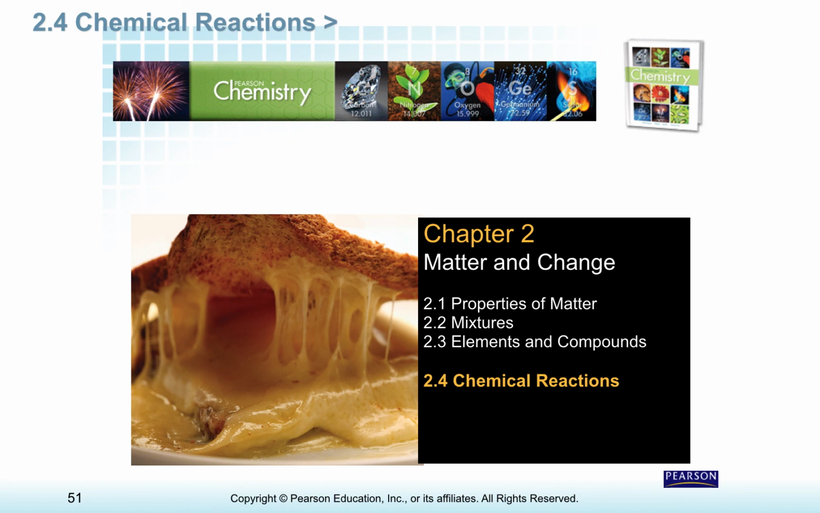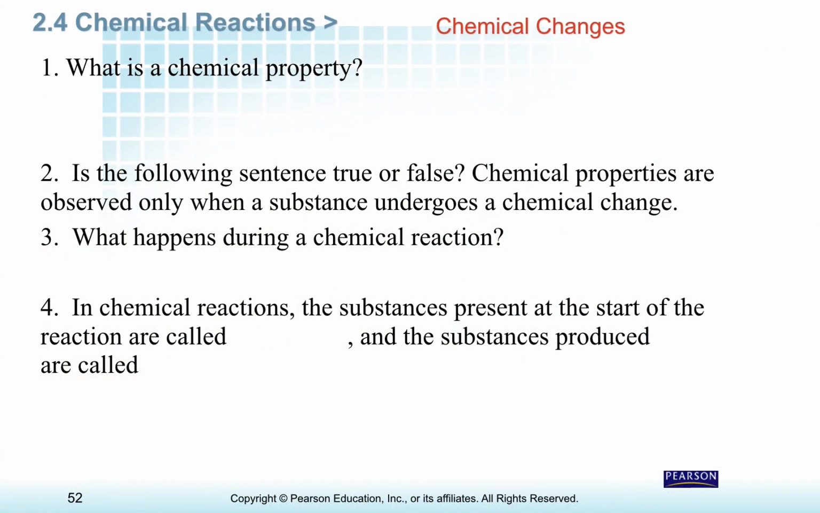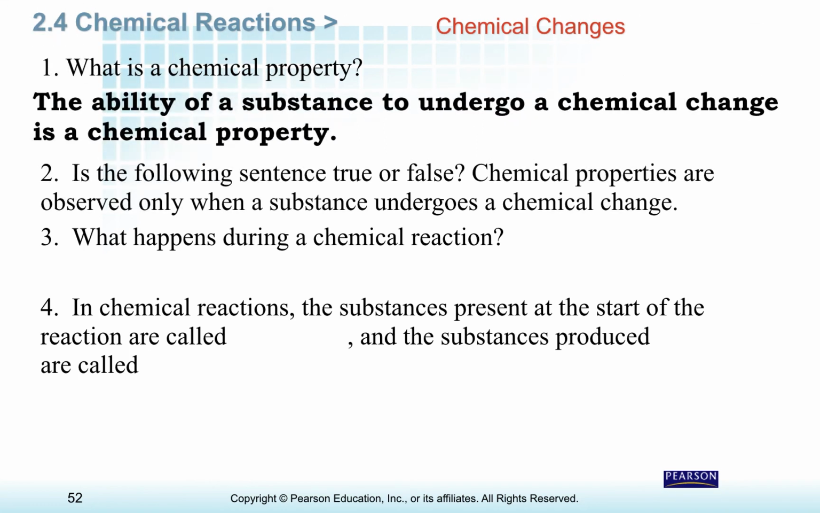Now, the meat and potatoes of chemistry is summarized in this section. What we will be doing for the most part this semester is chemical reactions. We talked about physical changes. A chemical property is the ability of a substance to undergo a chemical change. Chemical properties are observed only when a substance undergoes a chemical change. Yes, that is definitely true.